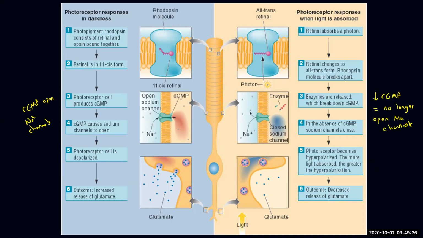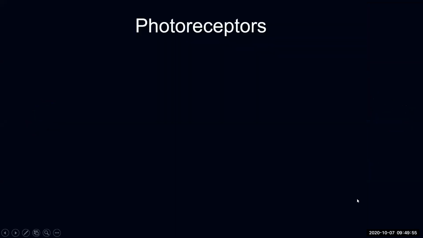Now here's a little additional information I haven't mentioned yet. The more light is absorbed, the greater the hyperpolarization. So if there is more light, the greater the inhibition of the cell will be. The greater the inhibition of the cell, the less glutamate there is. All right, I'm going to pause here for a second.